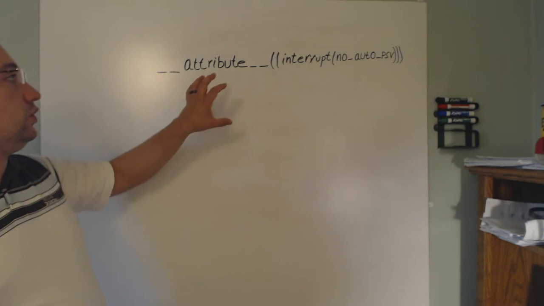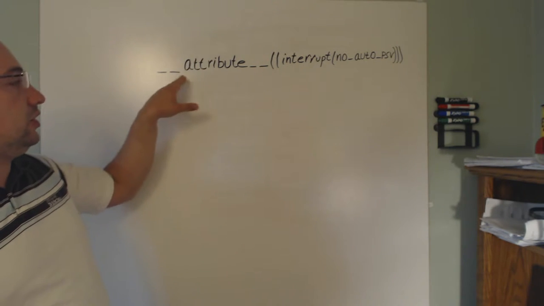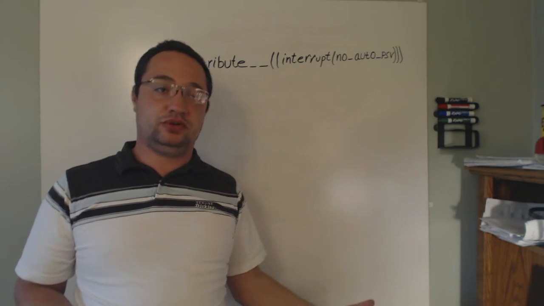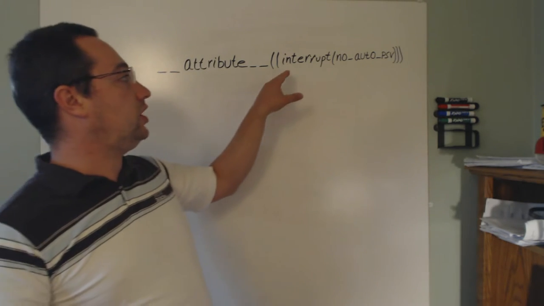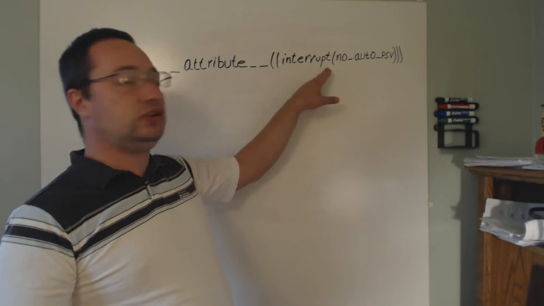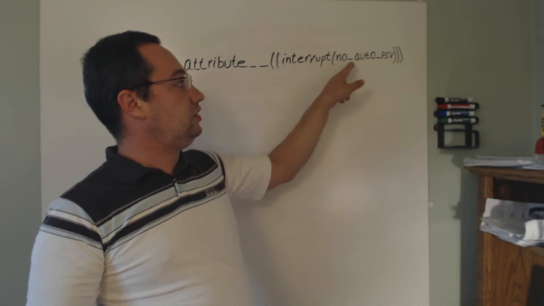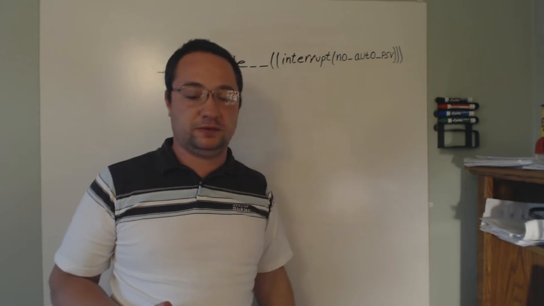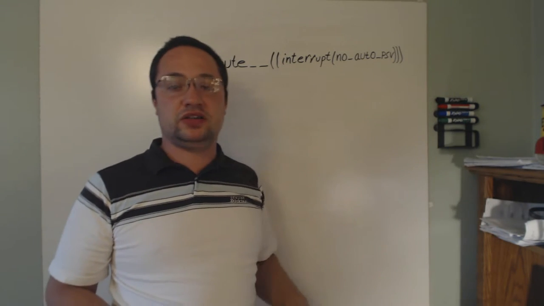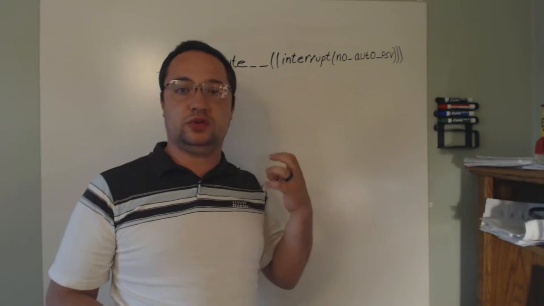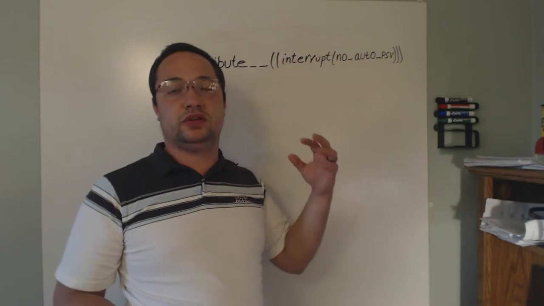So this __attribute__ command applies an attribute to a function. The attribute that it applies is the interrupt attribute. And with the interrupt attribute, I add the noAutoPSV option. So this is really nice and confusing, especially for beginners. It's very difficult to wrap your head around this.